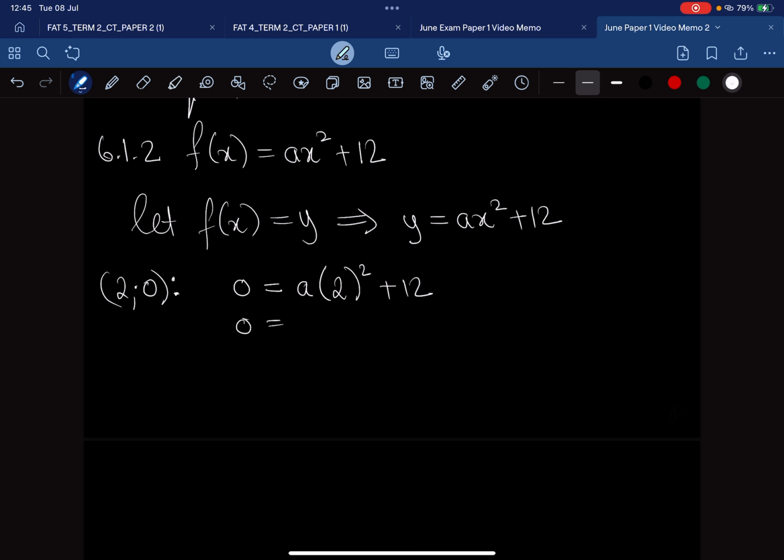So this is 0 equals 4a plus 12. So 4a equals negative 12. So a equals negative 3. Okay, so that's just quickly, a is negative 3.